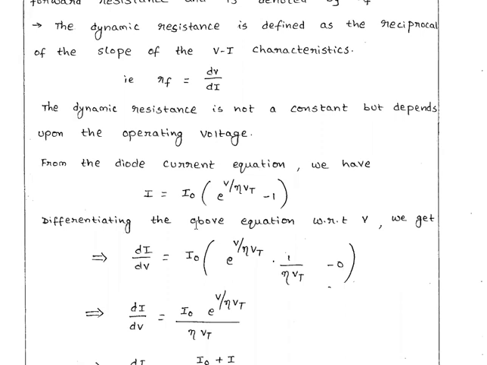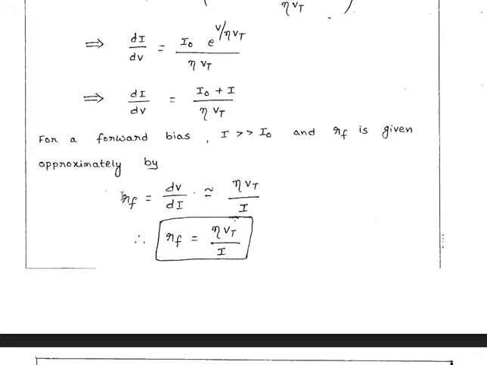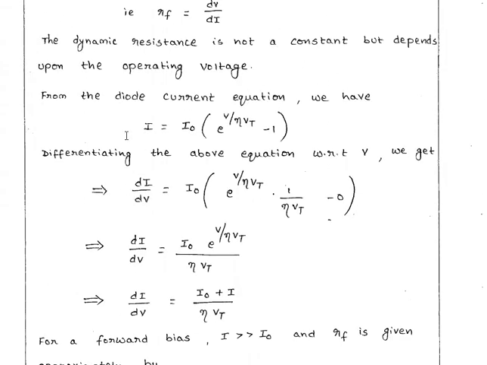From the current equation, the current flowing in the diode, I is equal to I naught into e power V by eta Vt minus 1. Since I want dV by dI, I will differentiate I with respect to V. Let us see what happens. dI by dV is equal to I naught, which is constant, times e power V by eta Vt. Since it contains a V term, it acts as a variable term, so I further differentiate this. For V it will be 1 by eta Vt, and for the constant it will be 0.